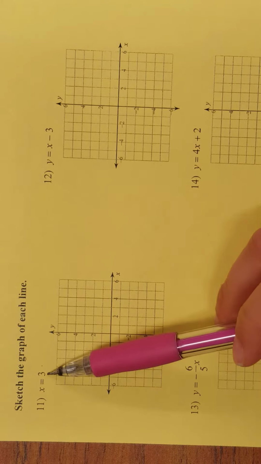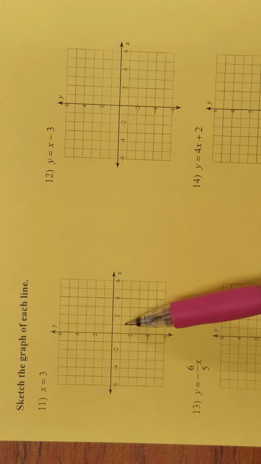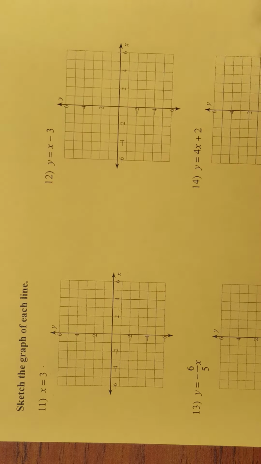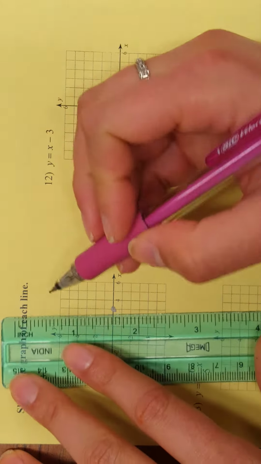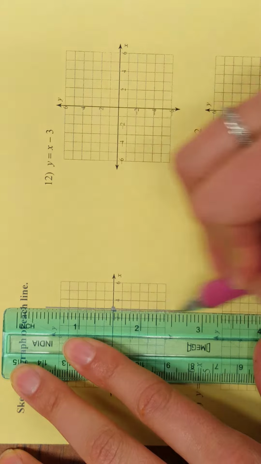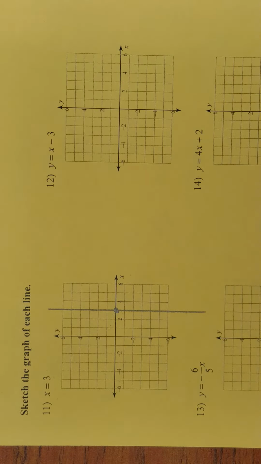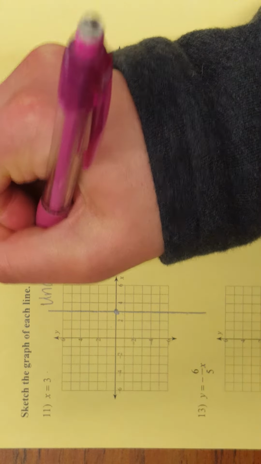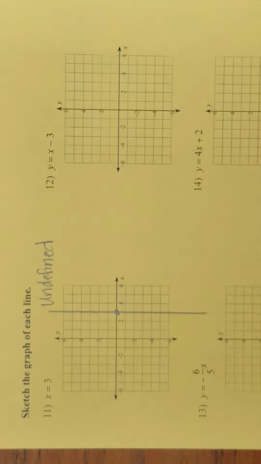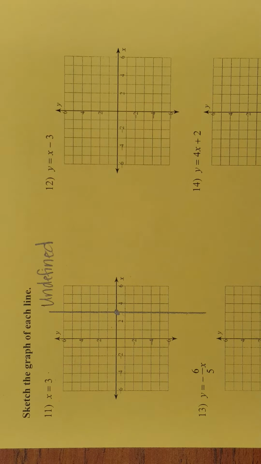So here, x equals 3. On the x-axis, I find 3 right here, and I put a coordinate point. I'm going to use a ruler and draw a straight line. That's the graph, x equals 3. What kind of slope does it have? Well, it has an undefined slope. That's not important because that's not what the question's asking, but if you're interested to know, it's an undefined slope.